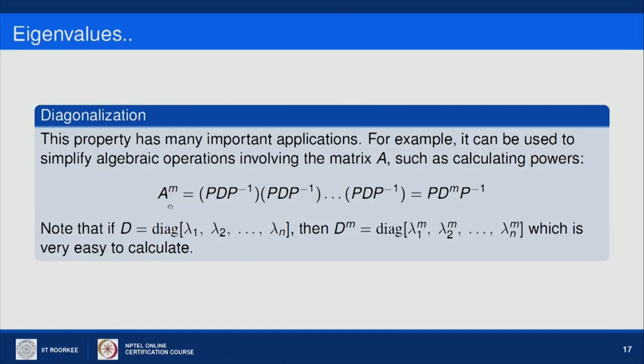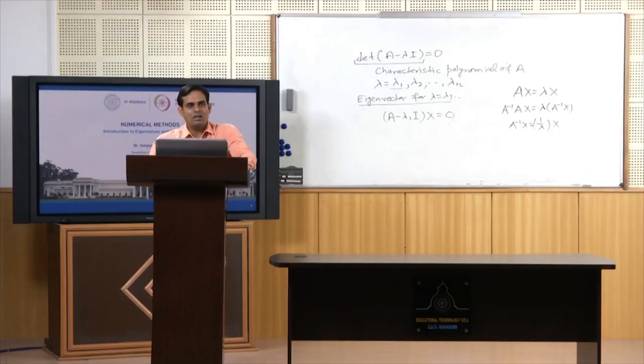Moreover, we can use this property in many other ways, like suppose you need to find A raised to power m. This means P D P inverse, P D P inverse, P D P inverse, m times, which comes out to be P into D raised to power m into P inverse, where D is a diagonal matrix. So, D raised to power m can be calculated very easily just by taking the power m of lambda 1, lambda 2, and so on, and hence we can calculate A raised to power m in a very easy manner.